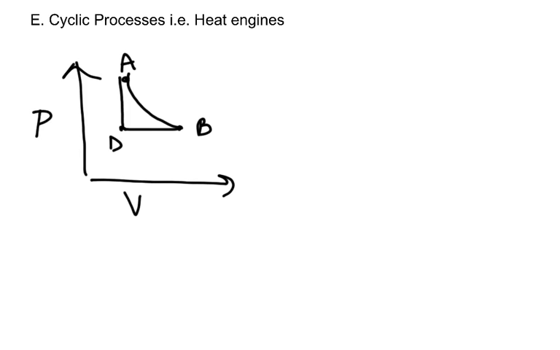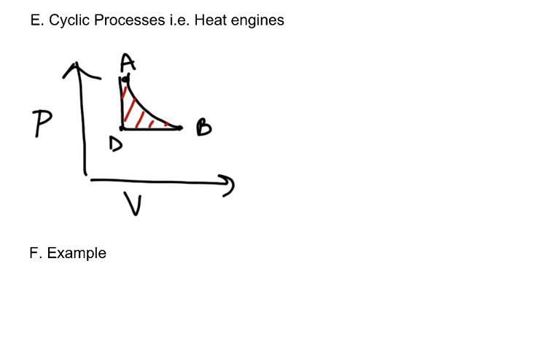From point B to, say, point D, we have an isobaric process, and from point A to D, we have an isovolumetric process. Now, to find the work done in this case, it's actually going to be the area of the encased shape, and that would be the work done in this case. When the pressure is constant, if we see that there is an increase in volume, we will say that there is work done by the system.